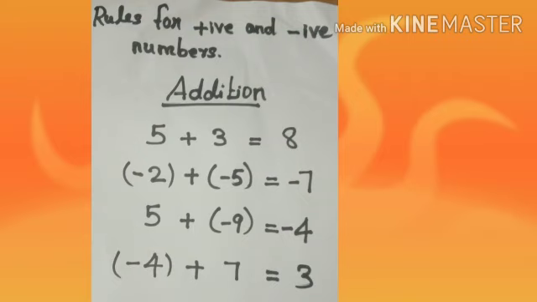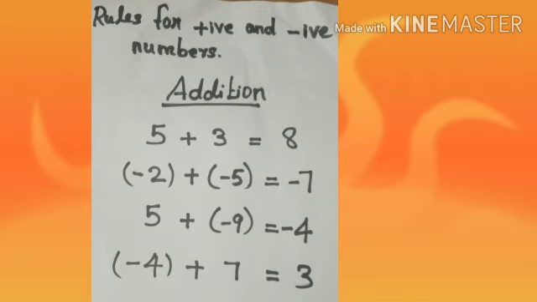If two negative integers are added, the result will be negative. I repeat, if two positive integers are added, we will get the result as positive. When two negative integers are added, we will get the result as negative. If one positive number and one negative number are added, we have to take the difference of these numbers, which means, for example, 5 plus minus 9. 5 is a positive integer, minus 9 is a negative integer. So, we have to take the difference of these two numbers.